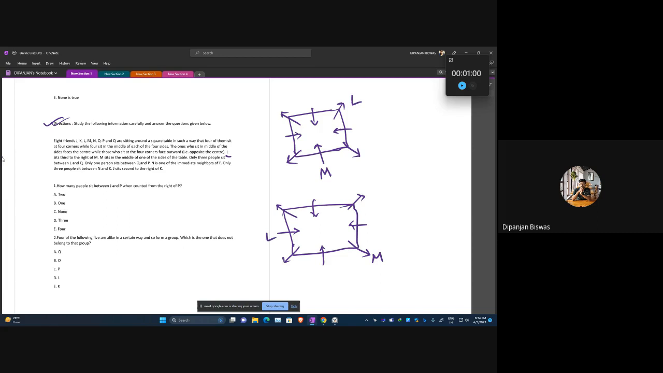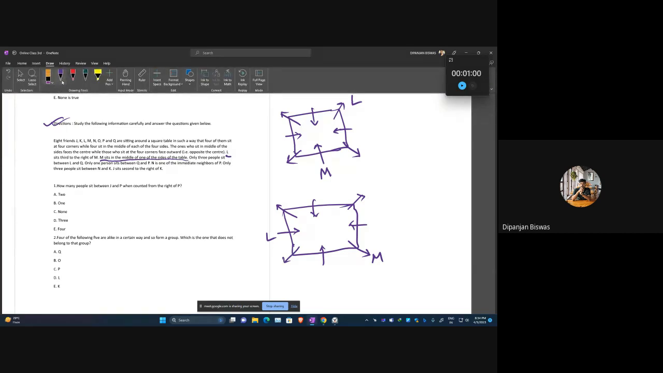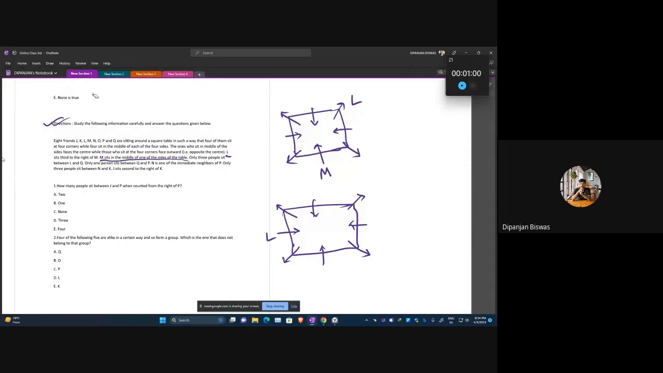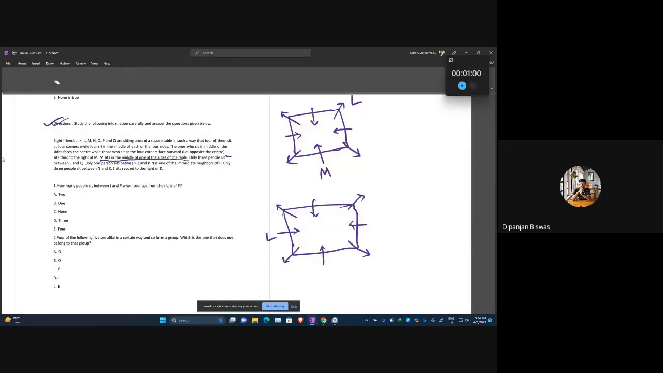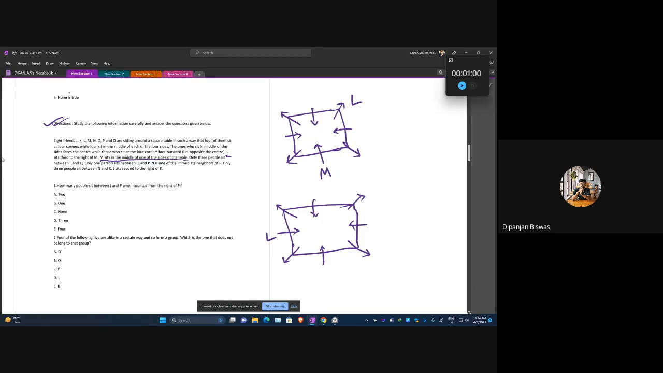3. But as you can see, in the next statement it is clearly mentioned that M sits in the middle of one of the sides of the table. That's why I told you to read 2 statements at once. So you don't have to draw 2 possibilities. If you read at least 2 statements, you don't have to draw 2 possibilities. Reading the next one, only 3 people sit between L and Q. If three people are sitting between L and Q, you can count from any direction. Q should be coming here also.